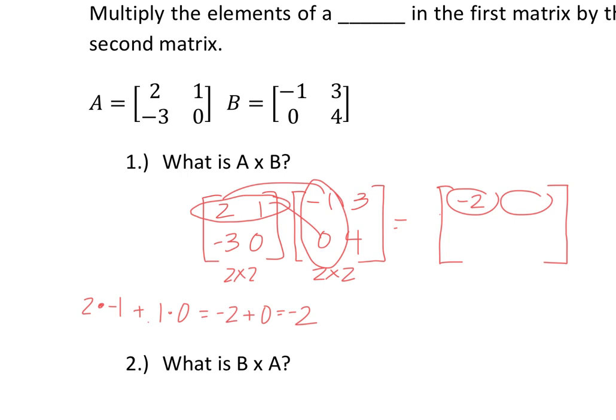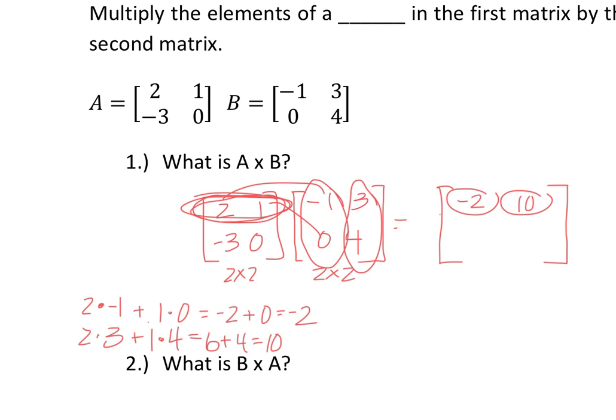So I'm still going to take row 1 right here. But this time I'm going to do the same thing with column 2. So here we go. And I'm not going to draw my arrows this time. What we're going to do is 2 times 3, because that's the first number in each of those. So 2 times 3, plus 1 times 4. And we add those together. That is 6 and 4, which makes 10. So we get 10 right there.